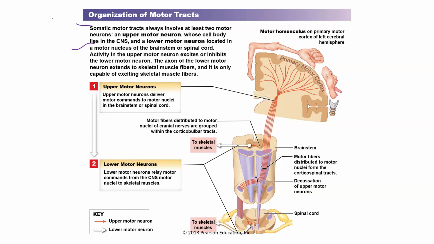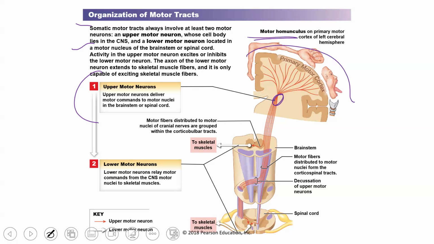So you can see the upper motor neuron delivers motor commands to motor nuclei in the brainstem and cord. You can see this pathway right here. Here's the homunculus man again. This is motor, so it's going to go down, descending. Motor fibers distributed to the motor nuclei of our cranial nerves are grouped within what we call corticobulbar. Bulbar is going to be for our face. Corticospinal is going to be for the rest of our body.